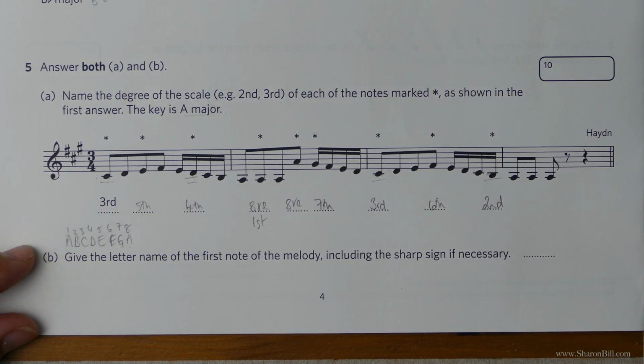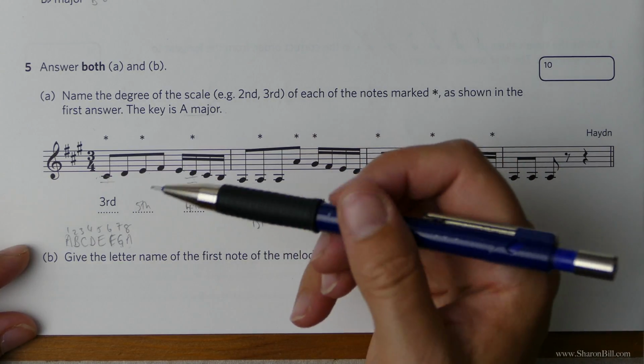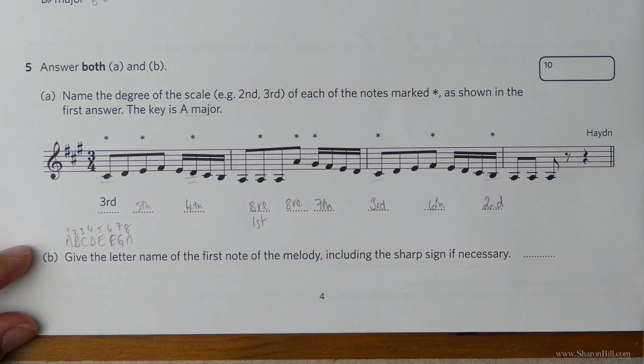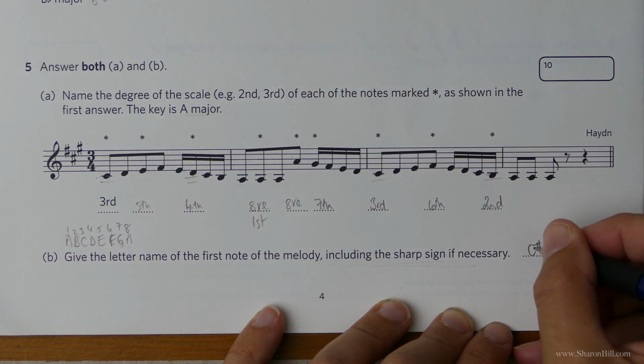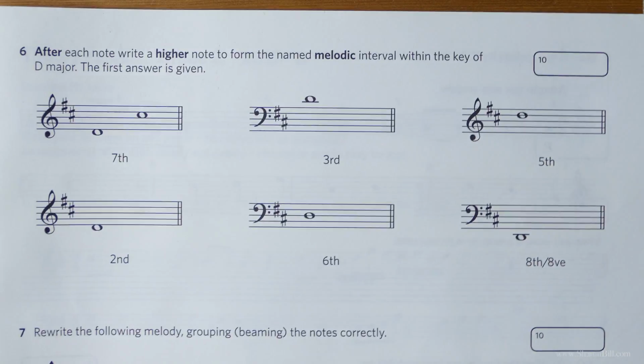So then, give the letter name of the first note of the melody. Now they've been very generous here by reminding us to include the sharp sign if necessary. So here we have a middle C, but we know that A major has a key signature of F sharps, C sharps and G sharps, so the complete correct answer would be C sharp. There we go.